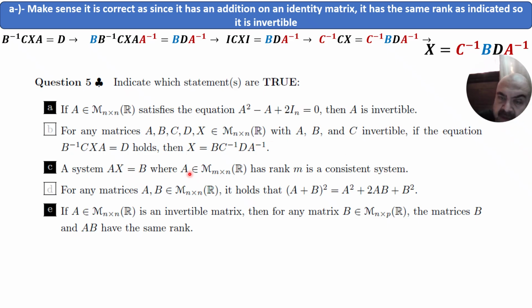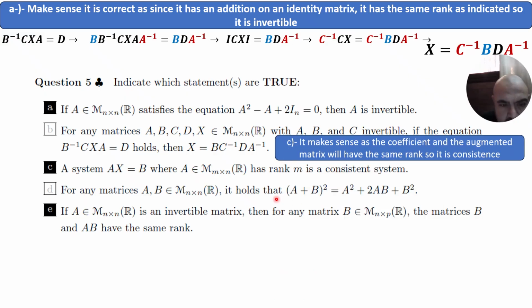Point number C. System AX equal to B, where A belongs to the set of m by n matrices, and it has a rank n, is a consistent system. Once more, system AX is equal to B, where A belongs to the matrices m by n. So remark that the number of rows is equal to m and has a rank n. Is a consistent system? Of course, this is correct because it makes sense: the coefficient matrix and the augmented matrix will both keep the rank n, so it's a consistent system of equations.